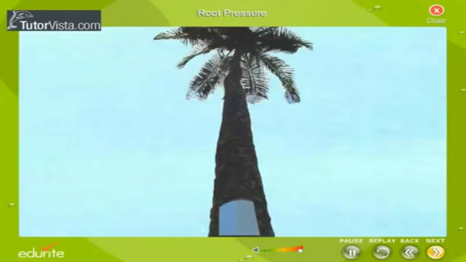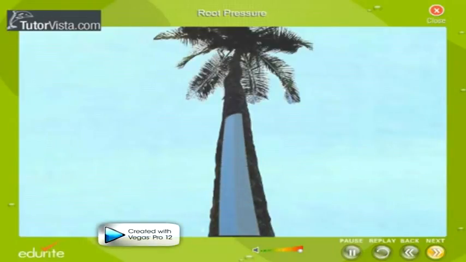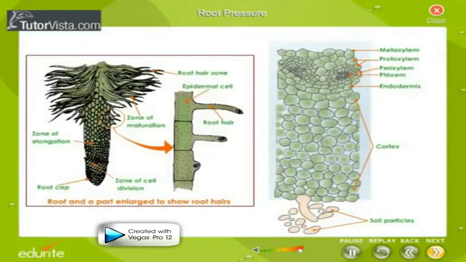Root pressure is of vital significance in plants, for it forces up water against gravity to the tip of even the tallest plant. Let us observe a root and a part enlarged to show the root hairs. Now let us see what the root pressure actually means and how it is developed.